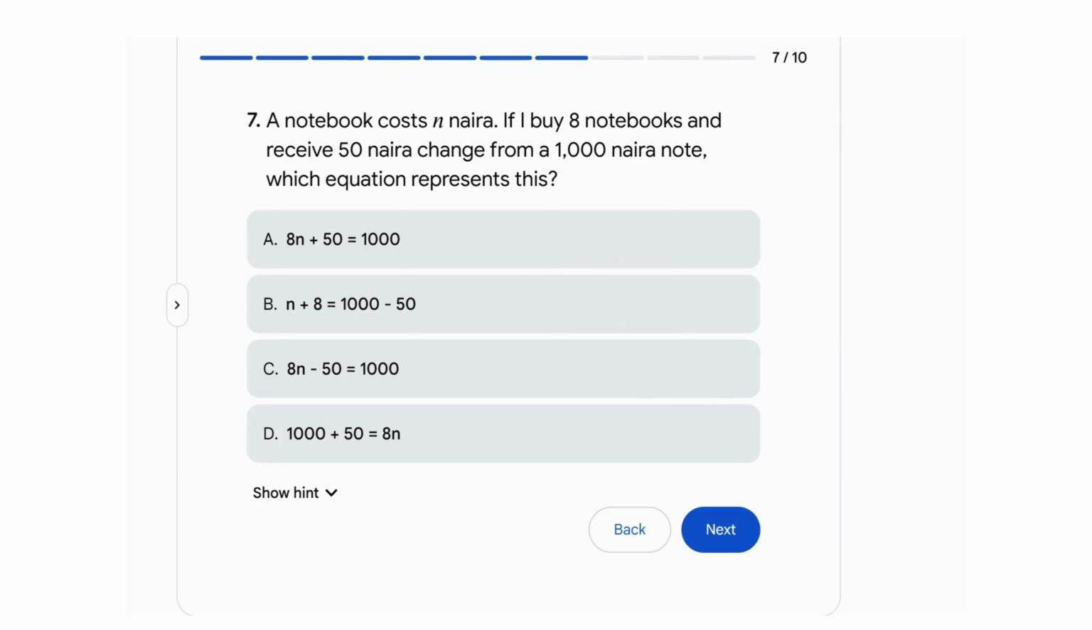A notebook costs N Naira. If I buy 8 notebooks and receive 50 Naira change from a 1,000 Naira note, which equation represents this? Naira is the currency of Nigeria. So a notebook costs N Naira. If we buy 8 notebooks, we'll pay 8 times N and receive 50 Naira change from the 1,000 note. Which equation represents this?